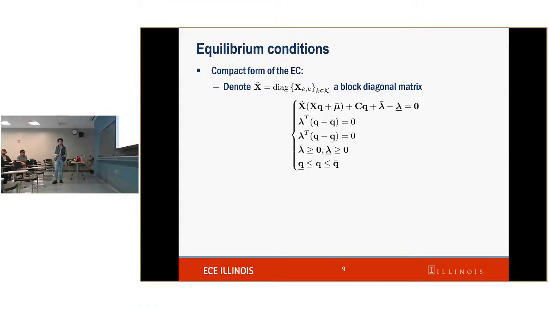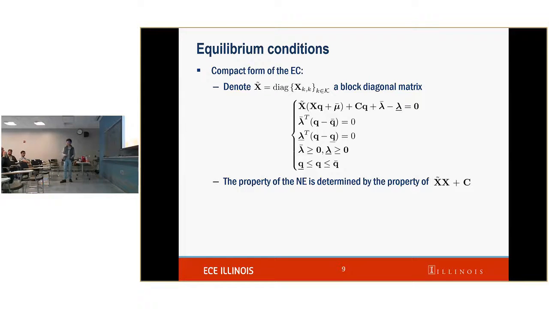So take a look at this form. If you are familiar with convex optimization, this looks very similar to the KT condition of some optimization problem. The first equation comes from taking the derivative of the Lagrange function and letting it be zero. And these two are just the complementary slackness conditions. And these are just the constraints for the primal and dual variables. However, the key difference here is that because this is a game, this matrix X tilde X is no longer symmetric. So this is not a KT condition, although it looks very similar. And we will show later that the property of this equilibrium is strongly dependent on the property of the matrix right before the variable Q, which is X tilde X plus C.